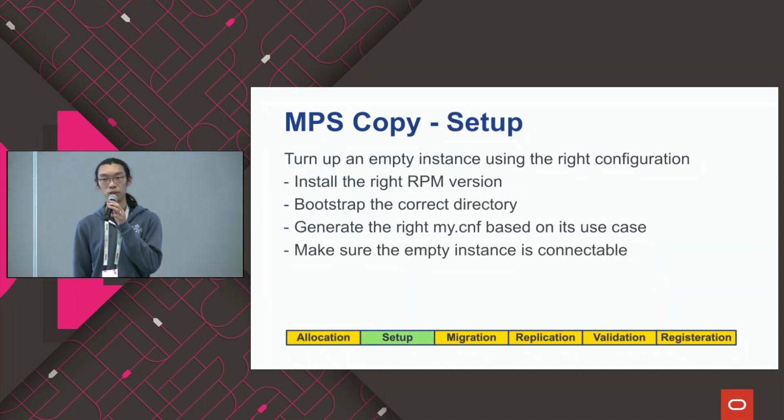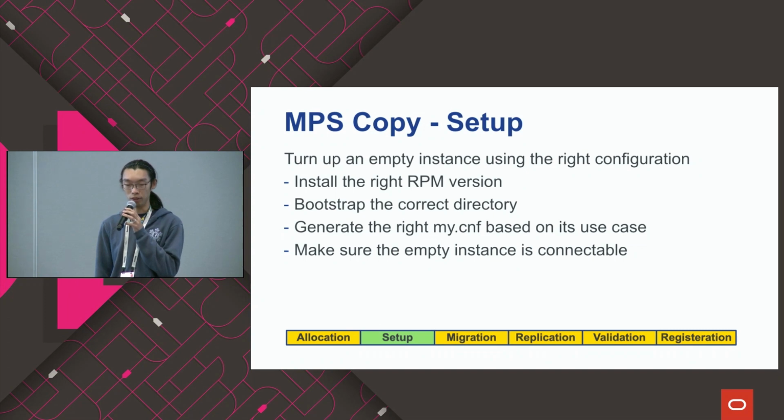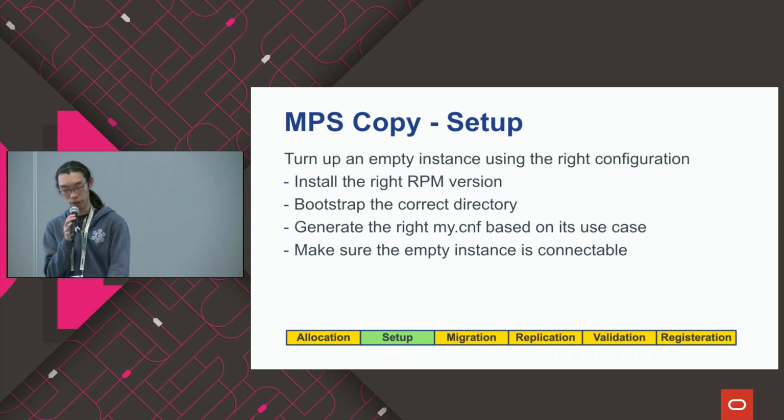So once we know where to copy the data into, we'll start to set up the environment to be ready for holding the data. It does a couple of sanity checks and a bootstrapping process. For example, making sure the host is at least healthy and there are no known hardware failures on the destination. Then it installs the right RPM version according to the setup we have for this specific data set, generates the right my.cnf, and makes sure the empty instance itself is in a healthy state to move on to the further migration.